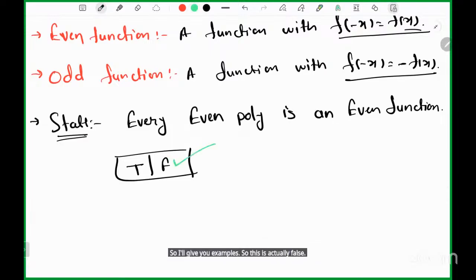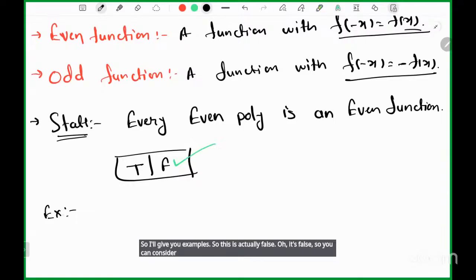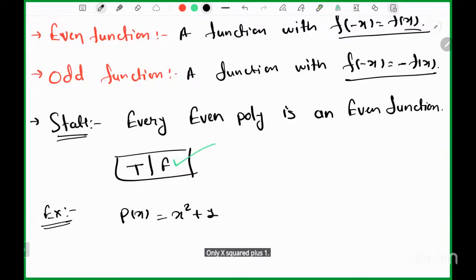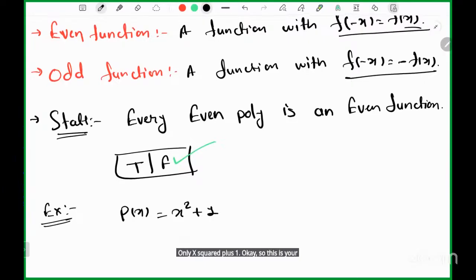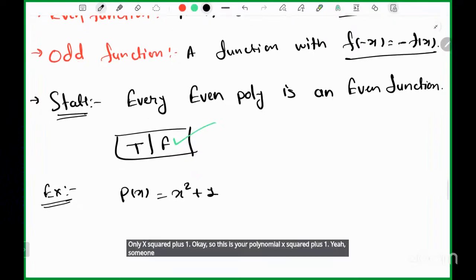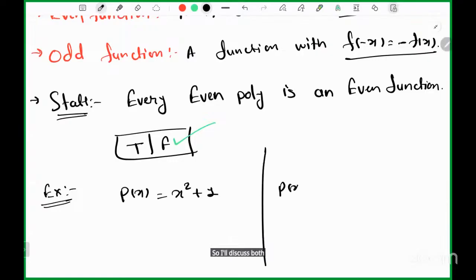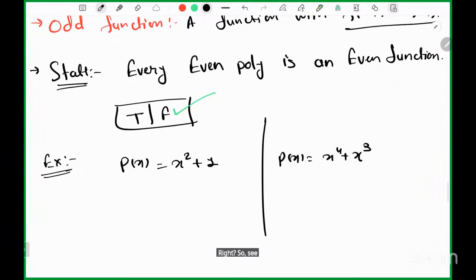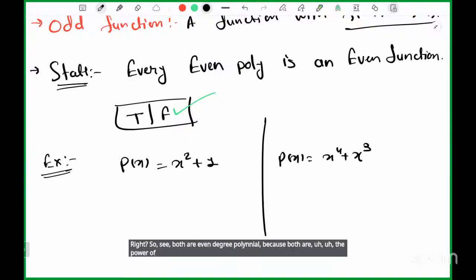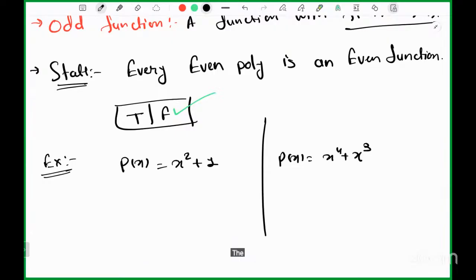Why is it false? So you can consider a simple polynomial, p of x to be only x square plus 1. Okay, so this is your polynomial x square plus 1. Yeah, someone also gives a nice example: x to the power 4 plus x cube. So I'll discuss both examples. x to the power 4 plus x cube. Right? So see, both are even degree polynomials because the largest power of x is 2 and 4, which are even numbers. So they are even degree, even polynomials, right? So both are even polynomials.